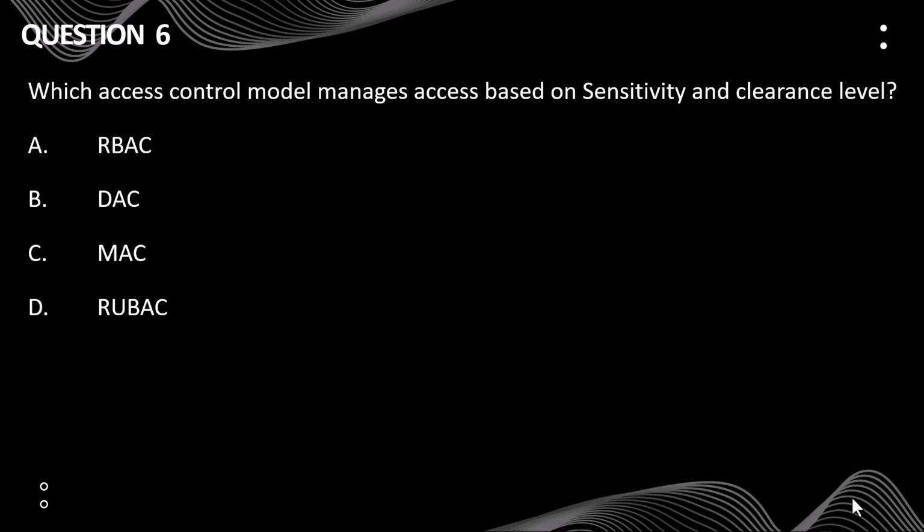Question 6. Which access control model manages access based on sensitivity and clearance? A. RBAC. B. DAC. C. MAC. D. RBAC. And this will be going with option C, the mandatory access control.